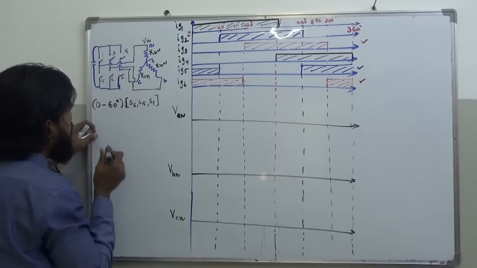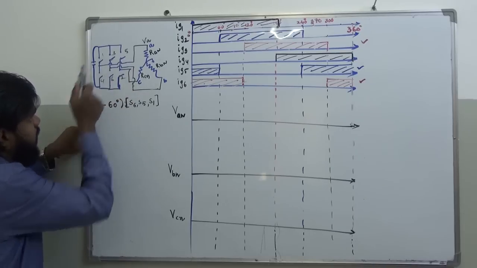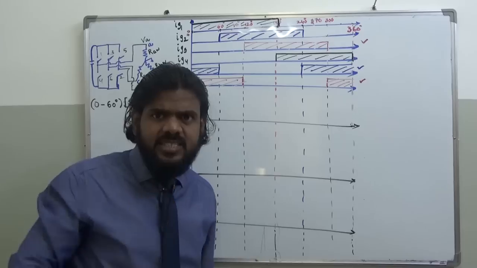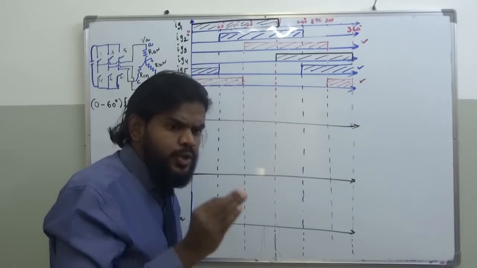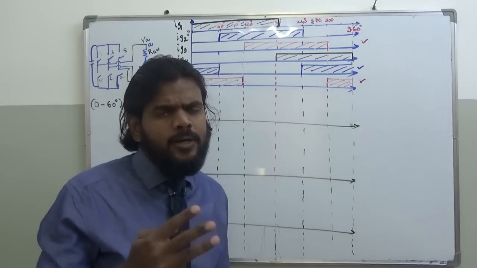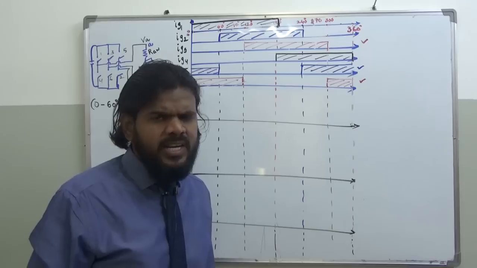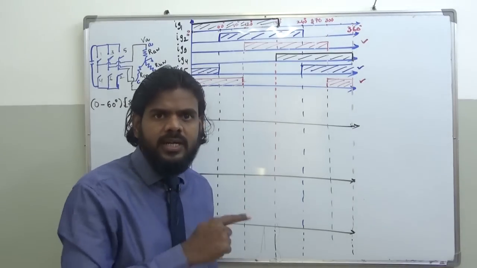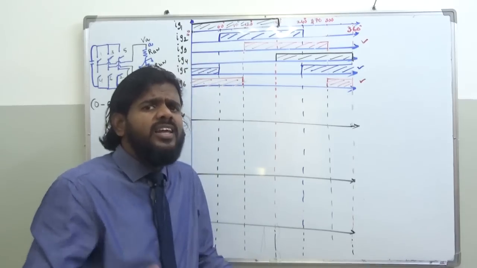So which are going to be on now? 5 and 6 means 5, 6 and 1. Definitely, my dear, at any instant from 0 to 360 degrees, you will find at least 3 thyristors or transistors on in conduction state. Definitely 3 will be there. There won't be a condition where you find only 2, or only 1, in on state. You will find all 3 on, definitely.